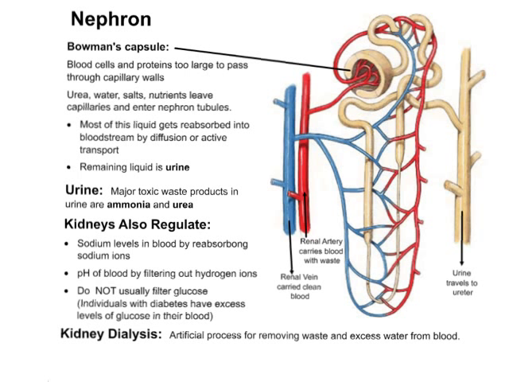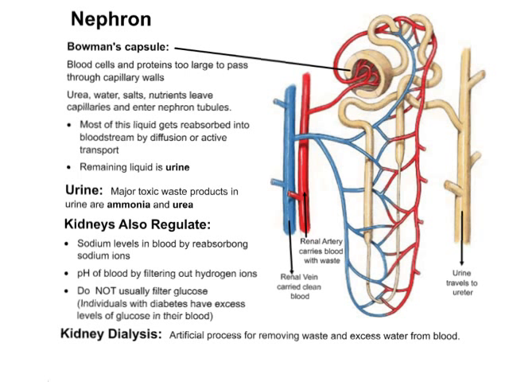Let's take a look at the structure of a nephron. Here is what a nephron looks like, and this part of the nephron is called the Bowman's capsule. As blood enters the Bowman's capsule, the blood cells and the proteins themselves are too large to pass through capillary walls. Instead, small molecules, urea, water, salts, and other nutrients will leave the capillaries and enter the nephron tubules here. In tan color, they're represented.